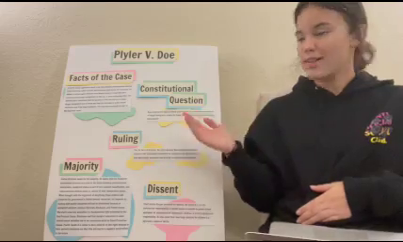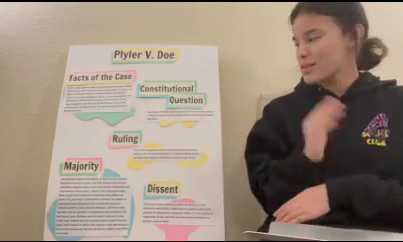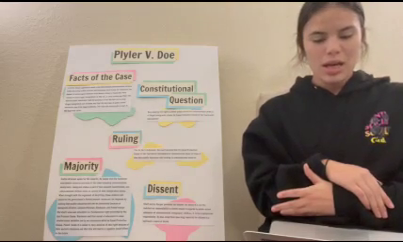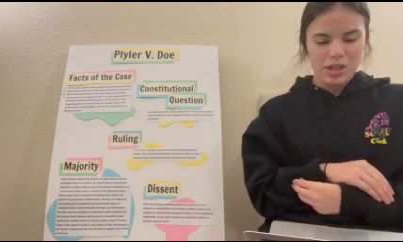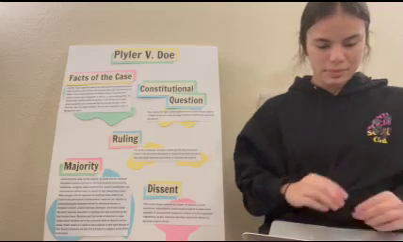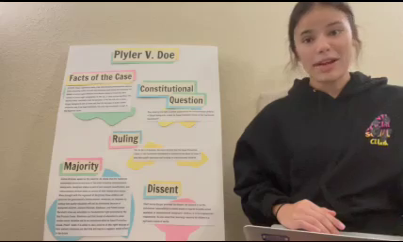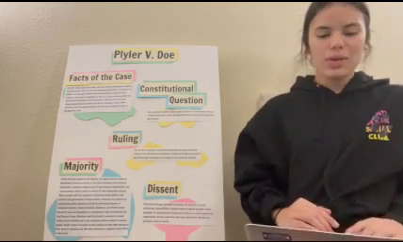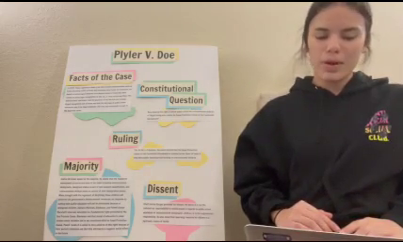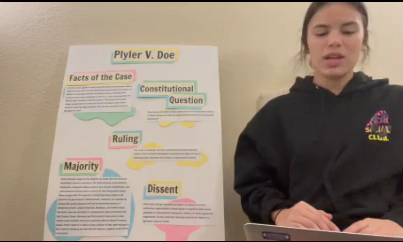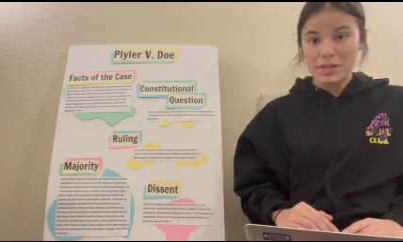The question asked for the court was, does denying the right to attend public school for undocumented children violate the Equal Protection Clause of the 14th Amendment? The ruling of the court was yes, 5-4. The court decided that the Equal Protection Clause of the 14th Amendment was violated by the state of Texas if they deny education and funding to undocumented children.